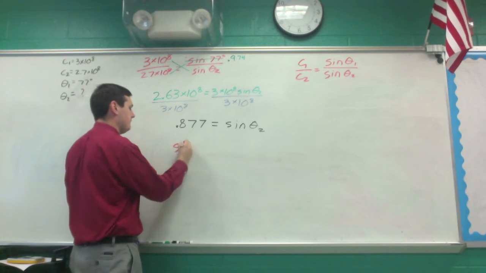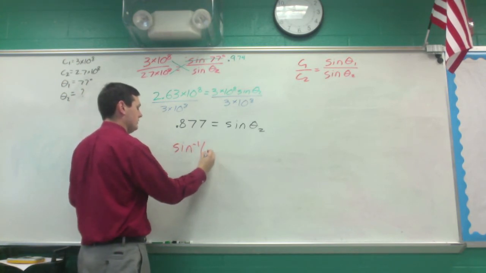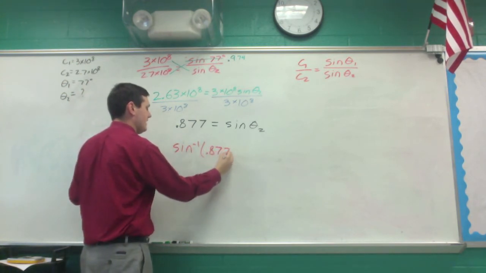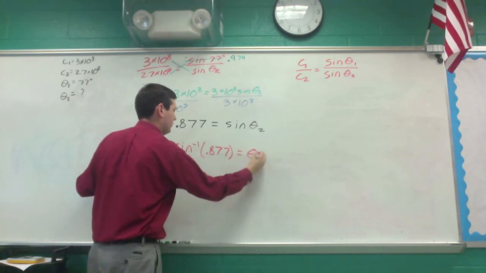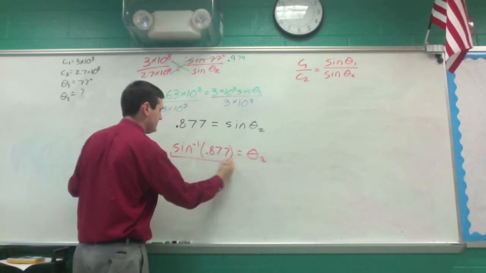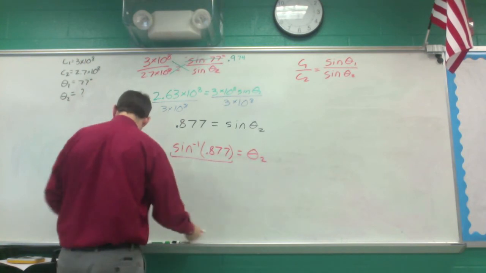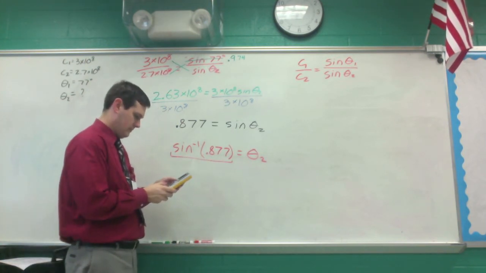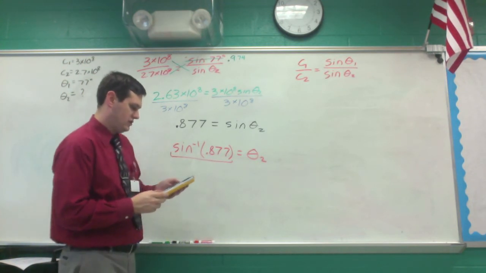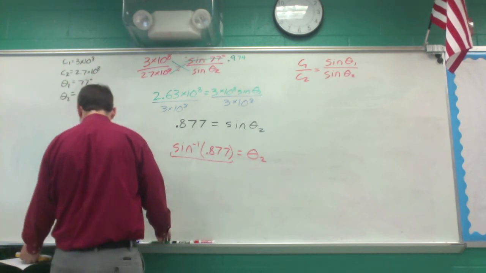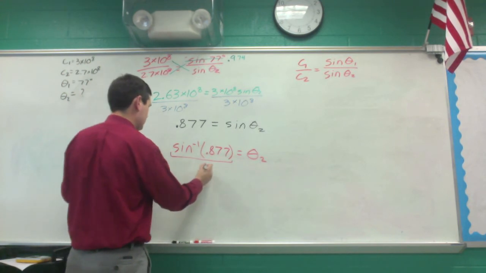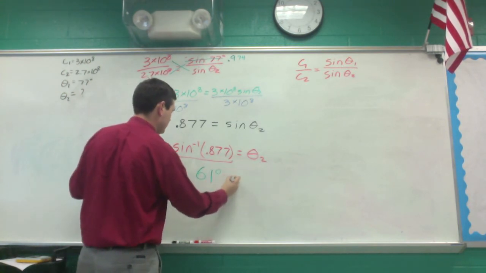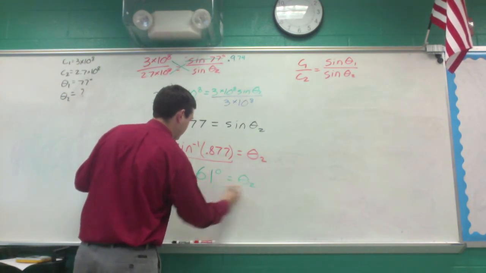So sine inverse 0.877 equals theta 2. I can plug this into a calculator. I'll round to the nearest degree. That's going to give me 61 degrees. Is theta 2.